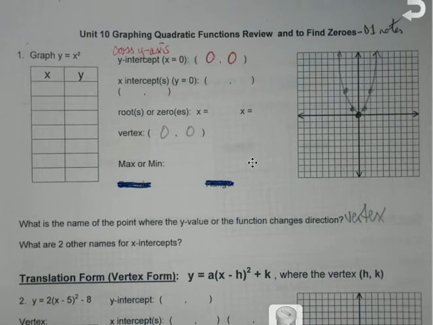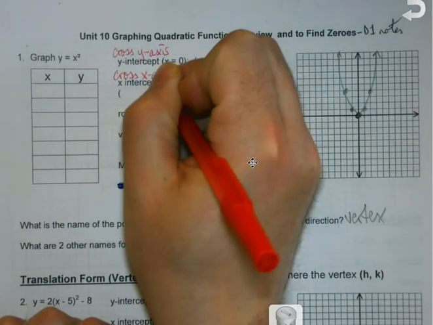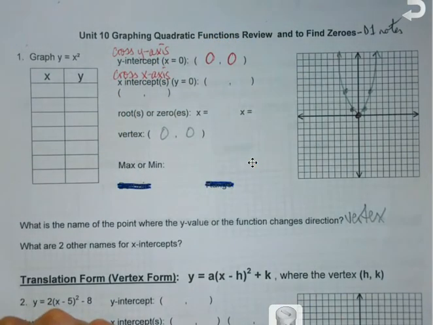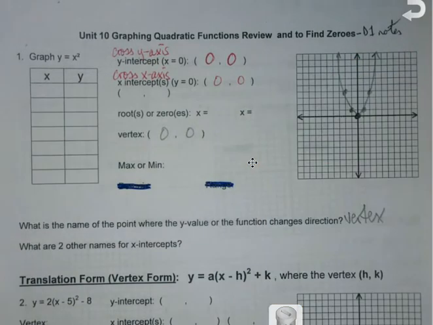My x-intercept, in this case, is where it crosses the x-axis. It happens at the same place here. That won't happen every time, but it's going to happen sometimes. When we're doing this, we're going to be looking for those two values. But here's the new one for us.